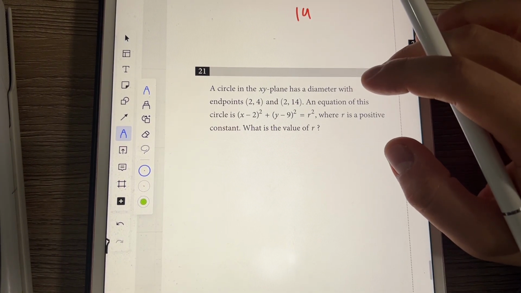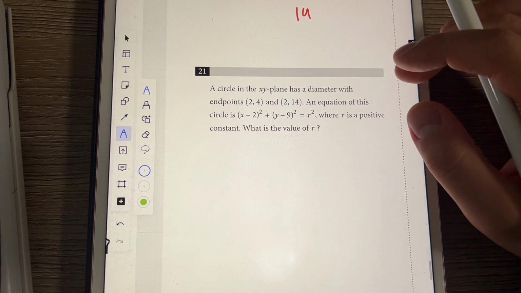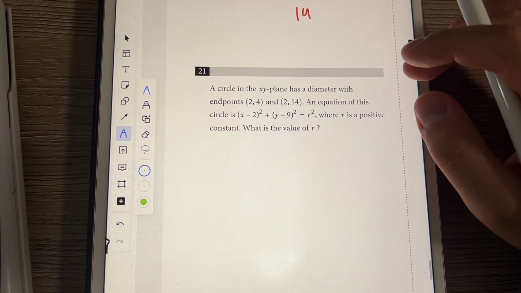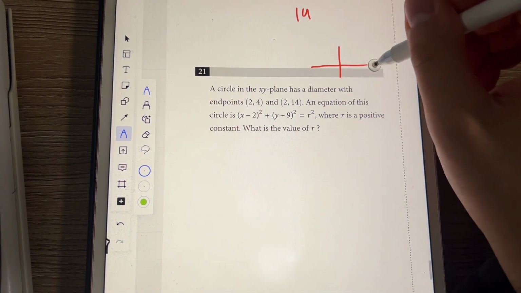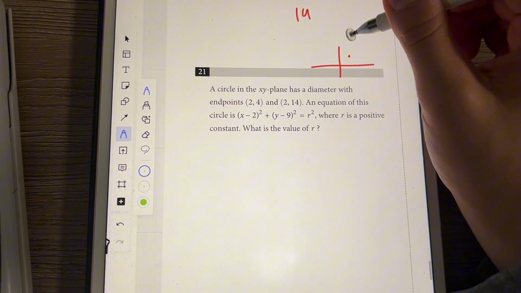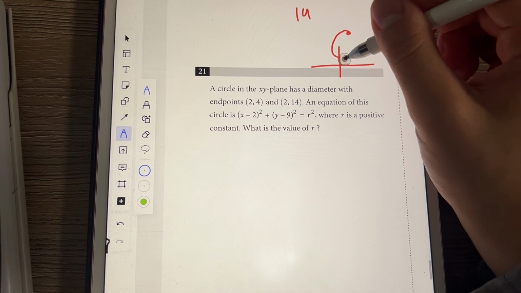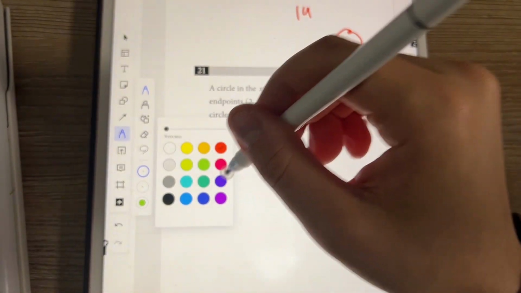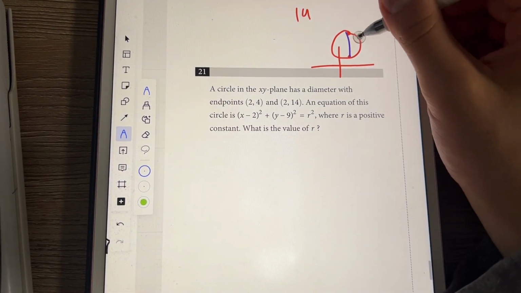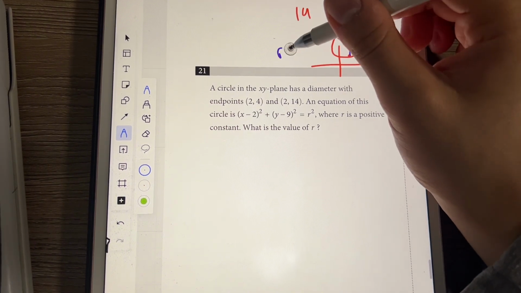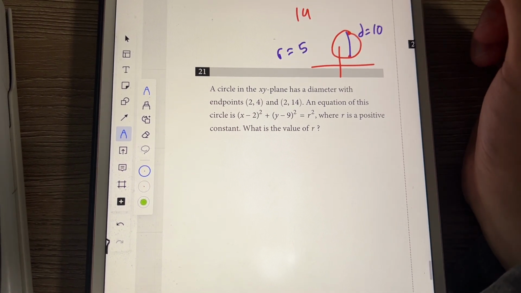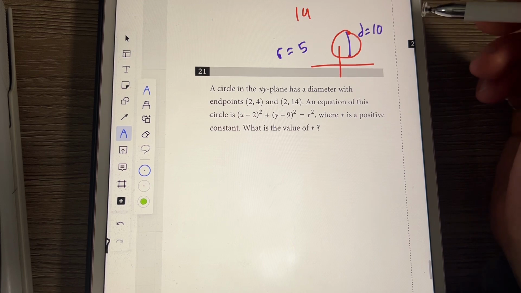This is a great question. A circle in the xy-plane has a diameter with endpoints (2, 4) and (2, 14). If we were to graph this, we would see (2, 4), (2, 14). It's going to look something like this, which means our diameter goes from 4 to 14. The diameter is 10. What does that mean about the radius? The radius is 5. And that's all we have to do for this question.